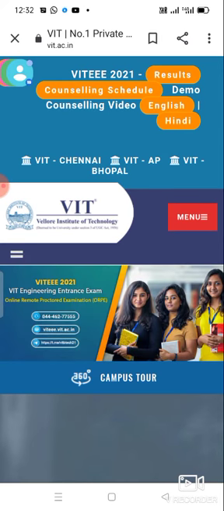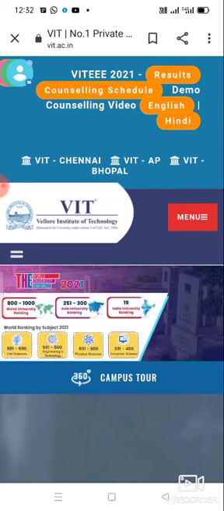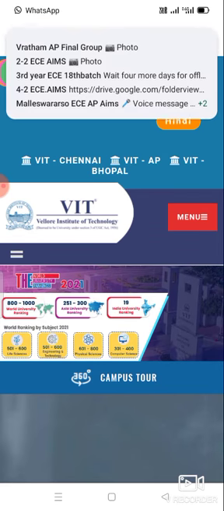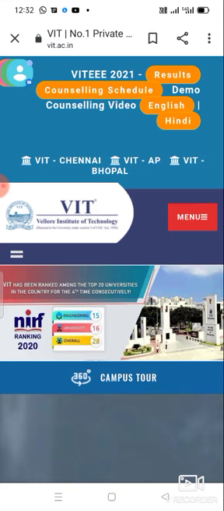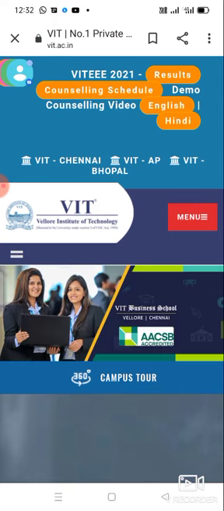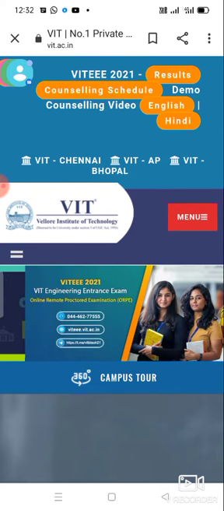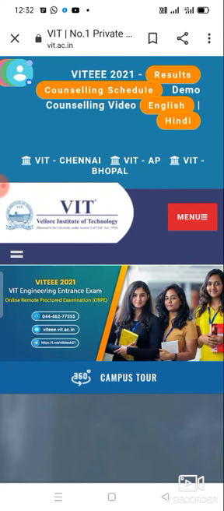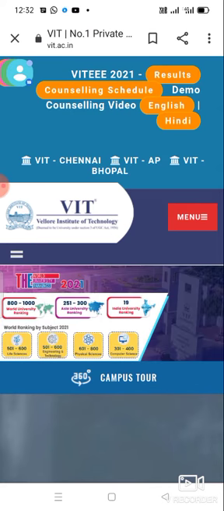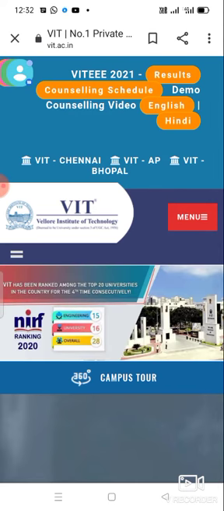Suppose you are taking WIT Institute of Technology, it is considered a deemed university. It is one of the top universities in India. It has a higher ranking. So it is in the position of top 20, including IITs and NITs.